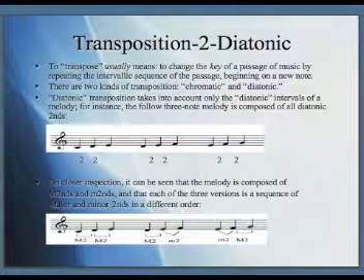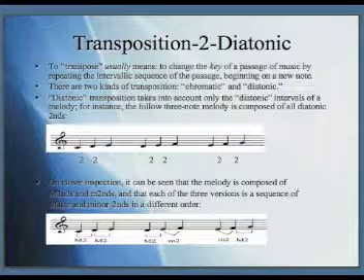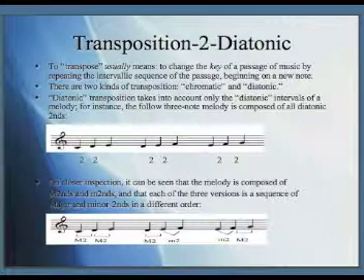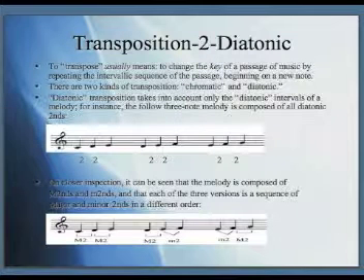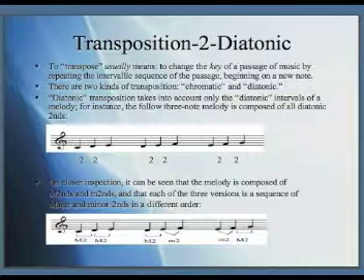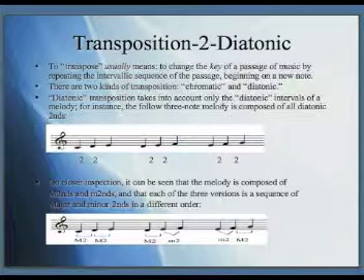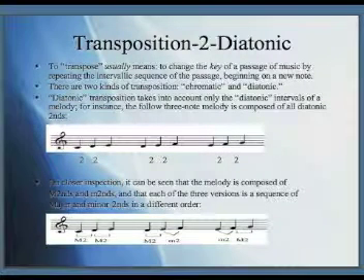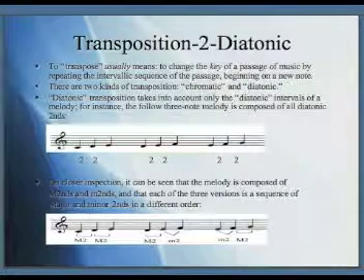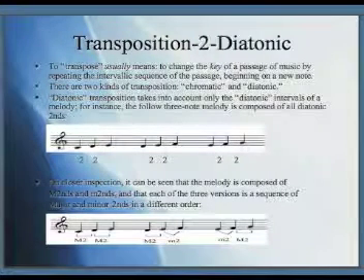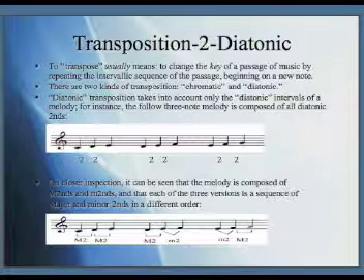Diatonic transposition takes into account only the diatonic intervals of a melody, firsts, well, unisons, seconds, thirds, fourths, fifths, and so on, whether they're major or minor. For instance, the following melody is composed of all diatonic seconds. But if you look closer, you can see that the melody is composed of major seconds and minor seconds, and that each of the three versions of the sequence sounds different.